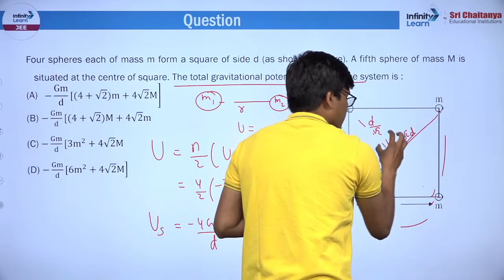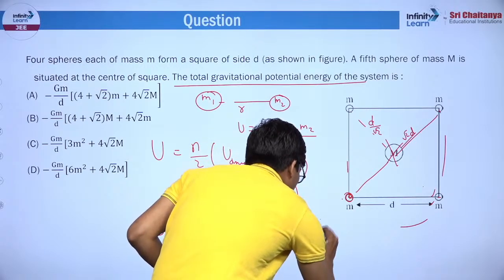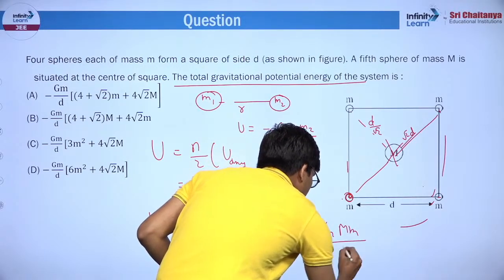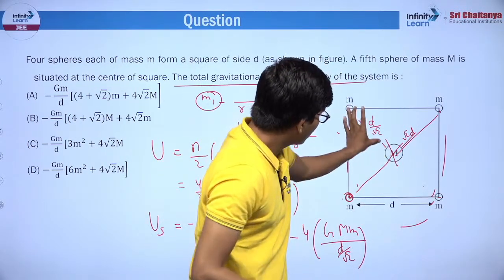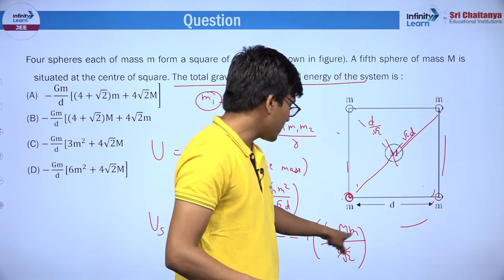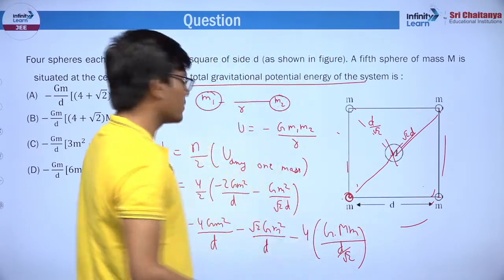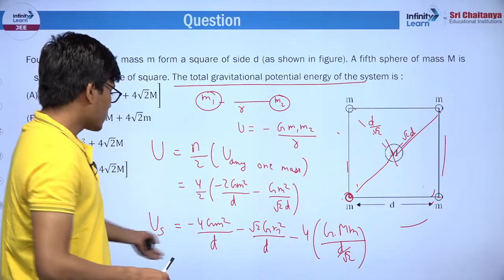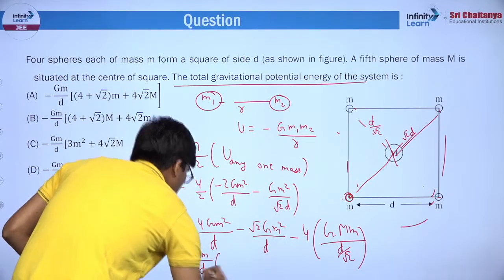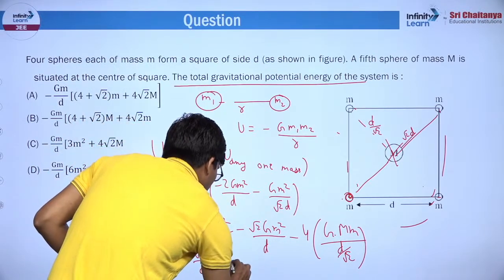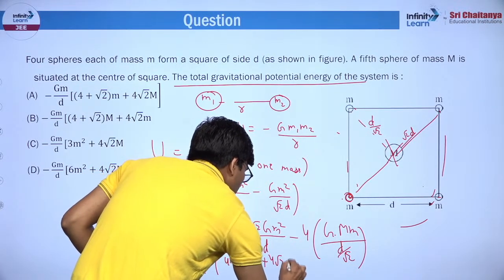Now I will write the interaction potential energy of this 5th mass with all the 4. It has to be 4 times any single one, right? This is the interaction potential energy between these two: minus G capital M small m by d by root 2. Now you just multiply it by 4 because we have 4 masses, so you will get the total system potential energy. If you take G m by d common, you will see here 4m plus root 2 m plus 4 root 2 into capital M.